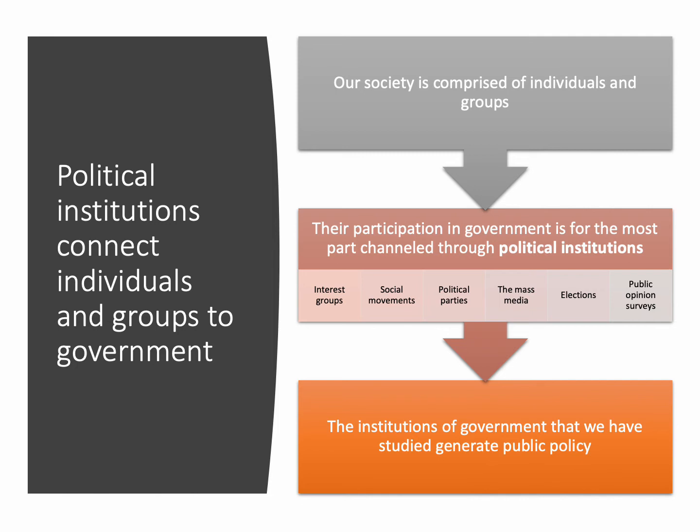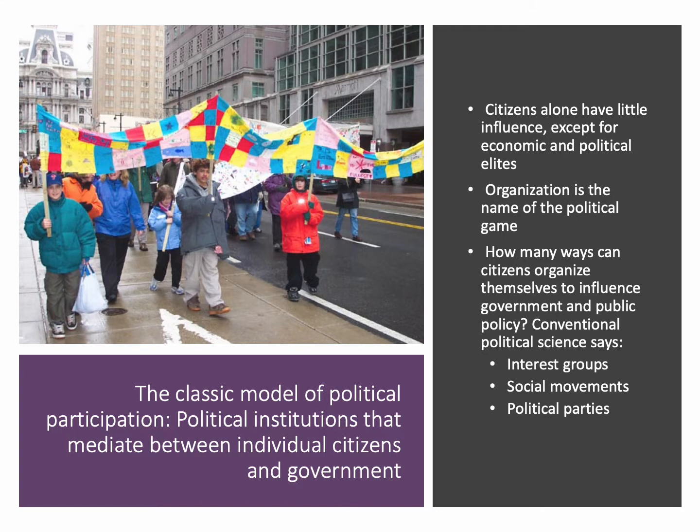They're all political institutions as opposed to governmental institutions. But they all influence the institutions of government. And those institutions of government then generate the policies. Now, a classic model of political participation talks about the main forms of organized participation: interest groups, social movements, and political parties. Again, we're going to talk about all of these.